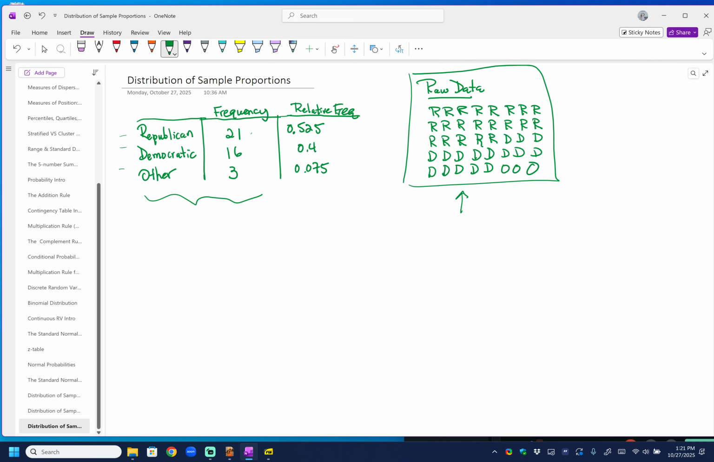Remember, what's the next logical step here? The 21, 16, and 3 are great, but usually people like to see percentages, or in this case, relative frequencies. So in the beginning here, we took frequencies and turned them into relative frequencies. For example, there's 40, right? So we would take 21 divided by 40 and we would get this value, and do the same for 16 over 40 and 3 over 40 and get the values over there. They were called relative frequencies, but another term for that is proportion.